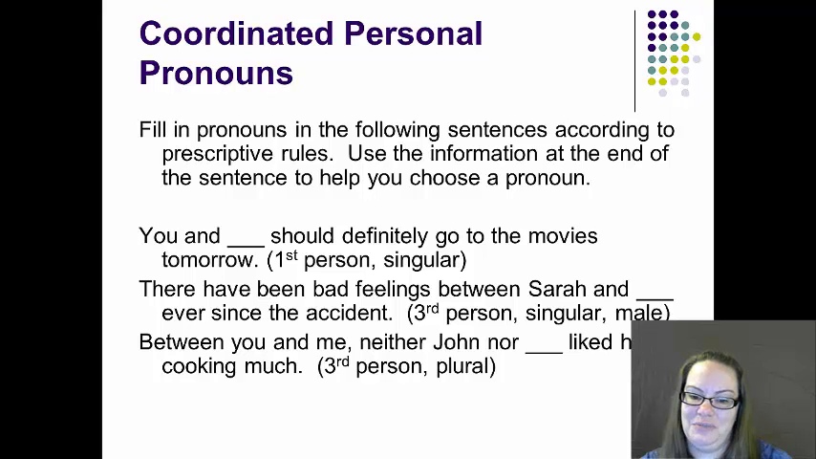So third person plural, "neither John nor they." So this one's another tricky one, but here we have, again in the subject position, "John nor they liked her cooking much." Again, if you take away "John nor," you would say, "they liked her cooking much," or "they didn't like her cooking much." It's easy to do it when we take away the coordination.